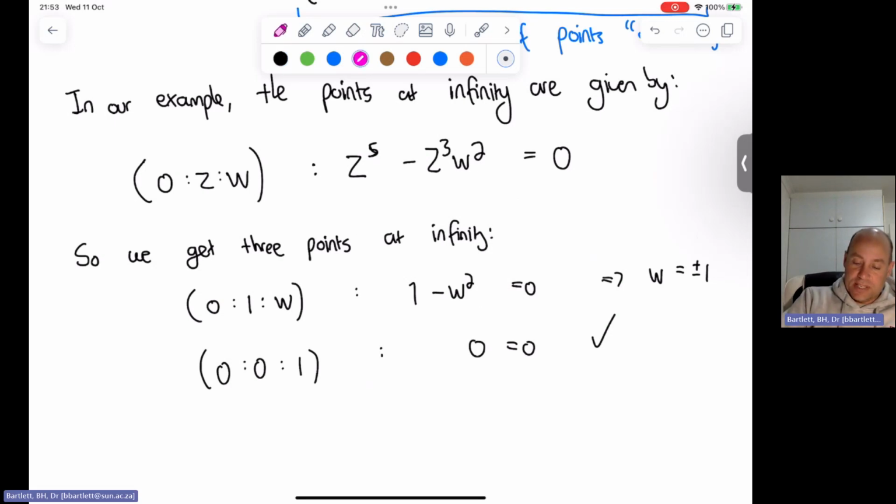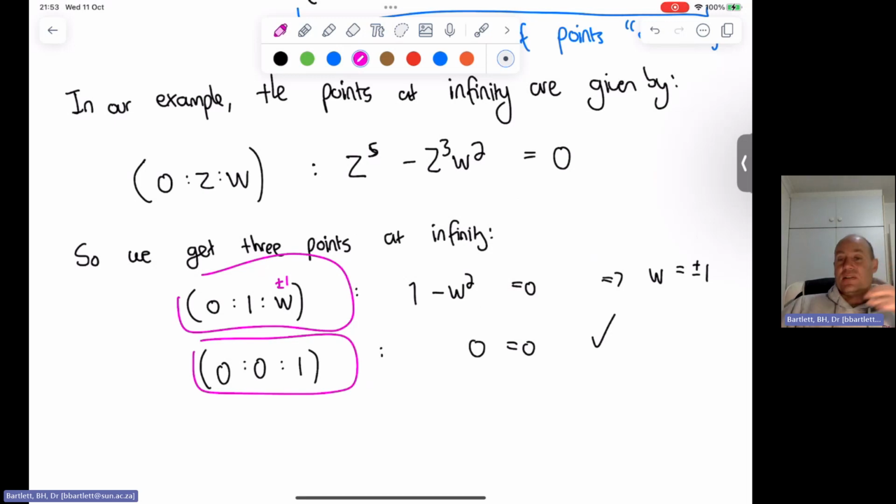Okay, these 2 points here, where this is plus or minus 1, and then this point here. So in this case, for this particular affine algebraic curve, I needed to add 3 points at infinity to compactify it.